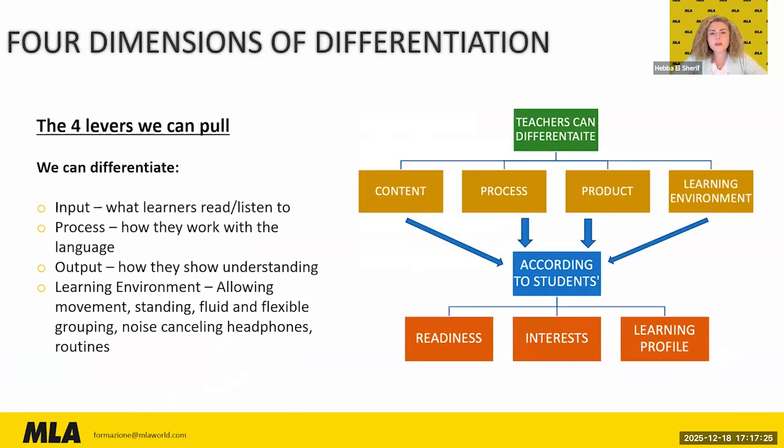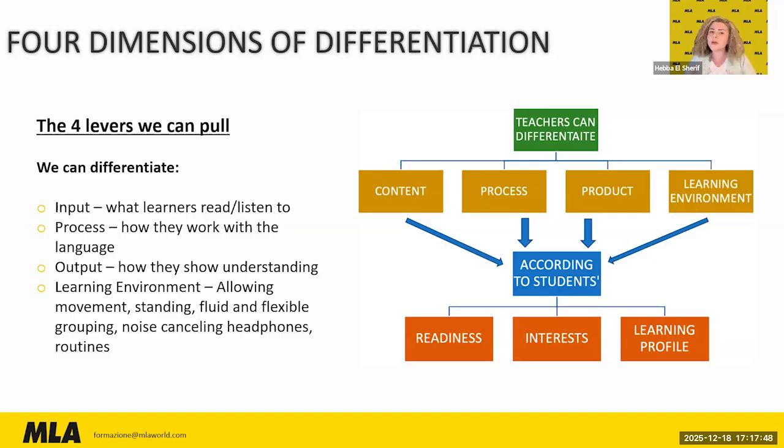So there are four dimensions of differentiation. A simple way to think about it is what can I adjust? What can I change to help differentiate my class to make my class more inclusive? So when we talk about it, we talk about four main things. First thing is the input the kids are getting in class.